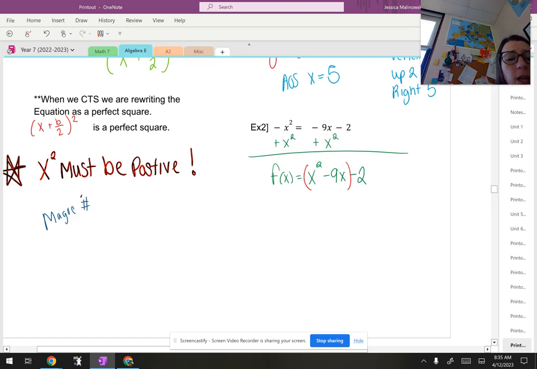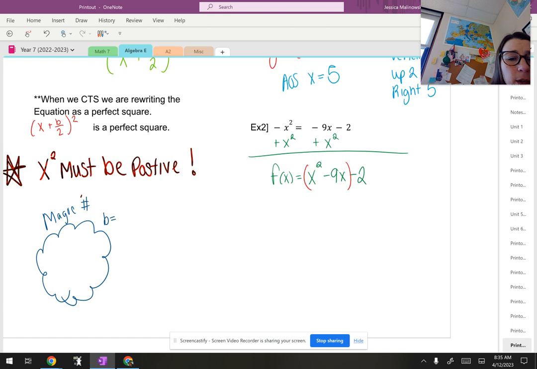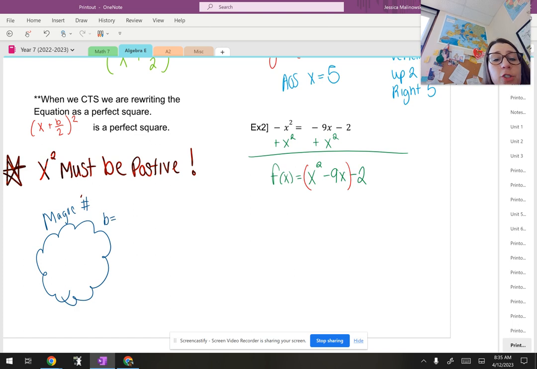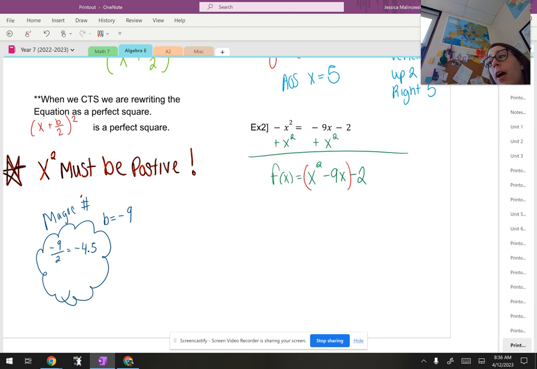The magic number. My b value in this equation is negative 9. So negative 9 divided by 2 is negative 4.5. And again, that negative 4.5 is essential because we're going to come back to that later. Negative 4.5 squared is 20.25.